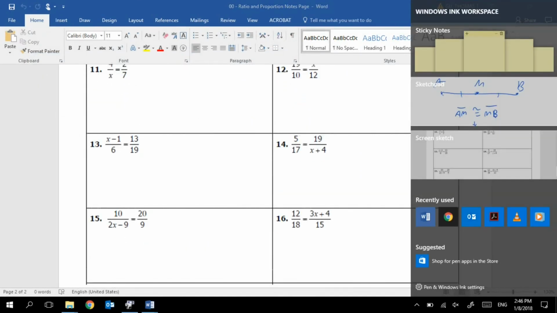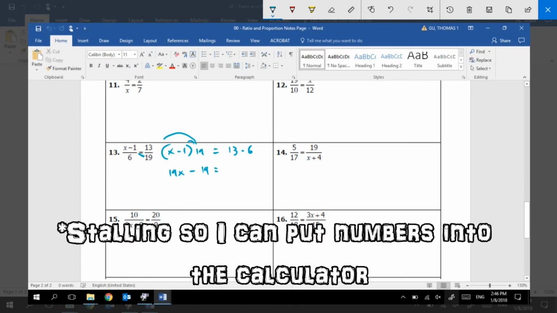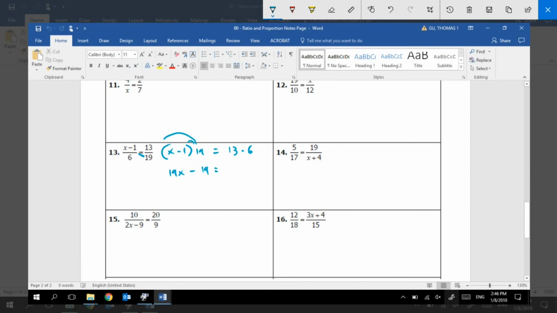All right. So number 13, same thing. You're going to multiply down. So x minus 1 times 19 equals 13 times 6. So first I'm going to distribute. So 19x minus 19 equals 13 times 6. What is 13 times 6, guys? 13 times 6 equals 78.